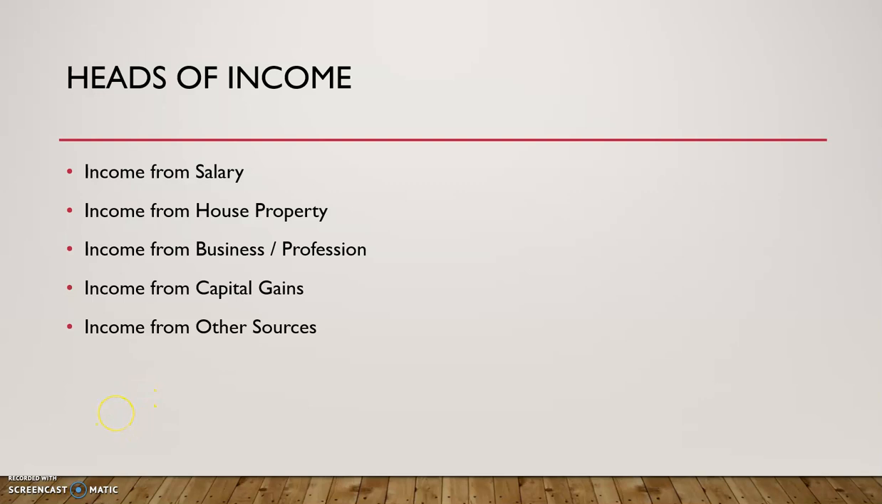Income from house property is basically if you're earning any rental income from letting out any house property. So this is known as income from house property. This usually is residential house property, when you're letting it out.